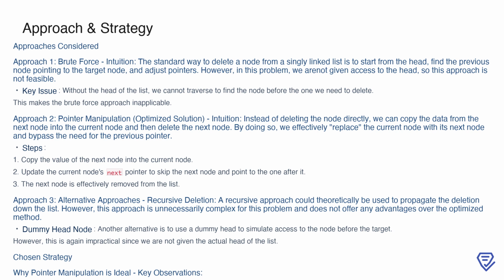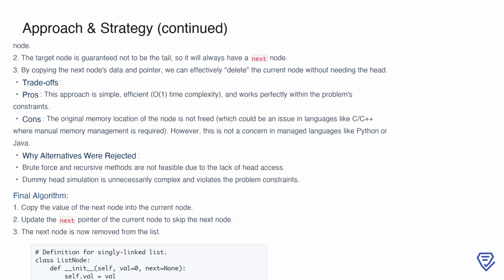While there are alternative approaches, such as using recursion or simulating a dummy head, these methods are either unnecessarily complex or violate the problem's constraints. For this reason, the pointer manipulation approach is both the simplest and most efficient solution. Now, let's understand why the pointer manipulation approach is particularly well suited for this problem.